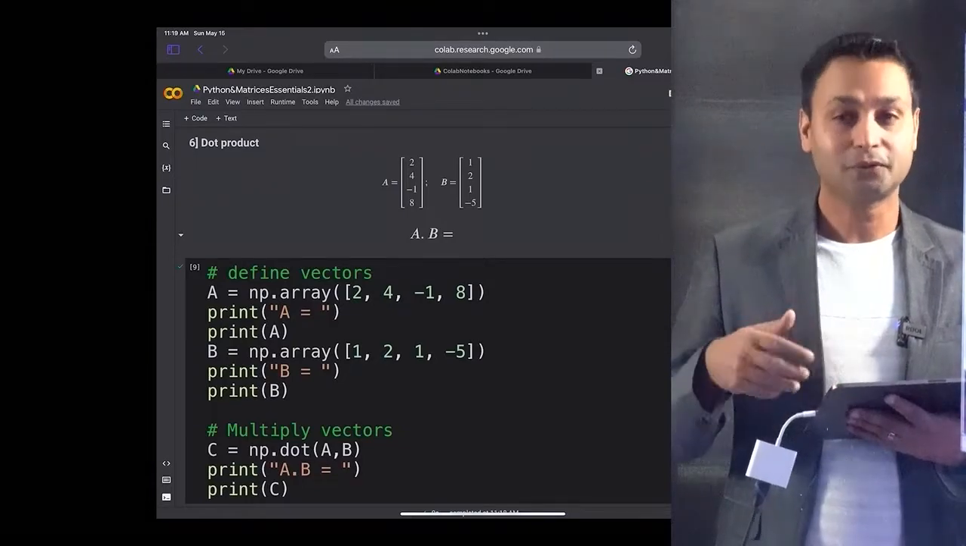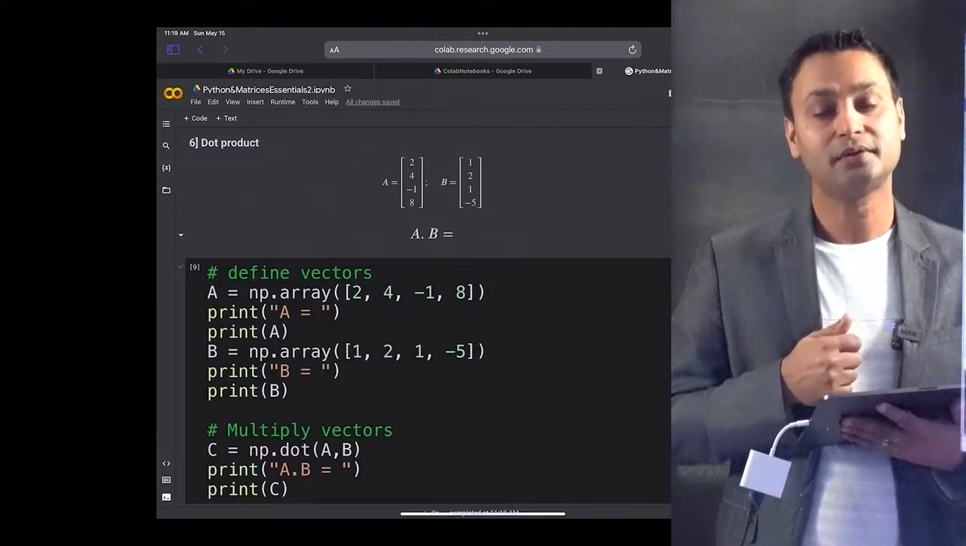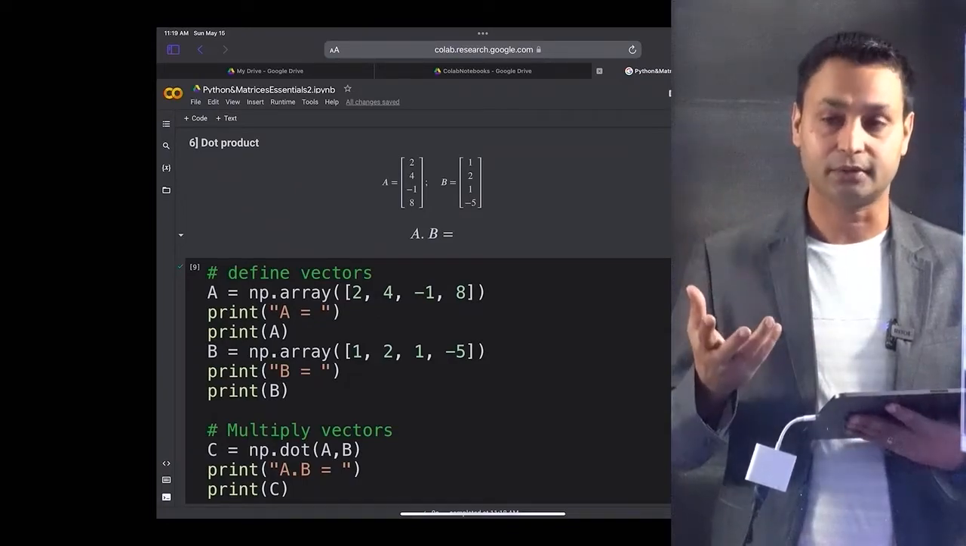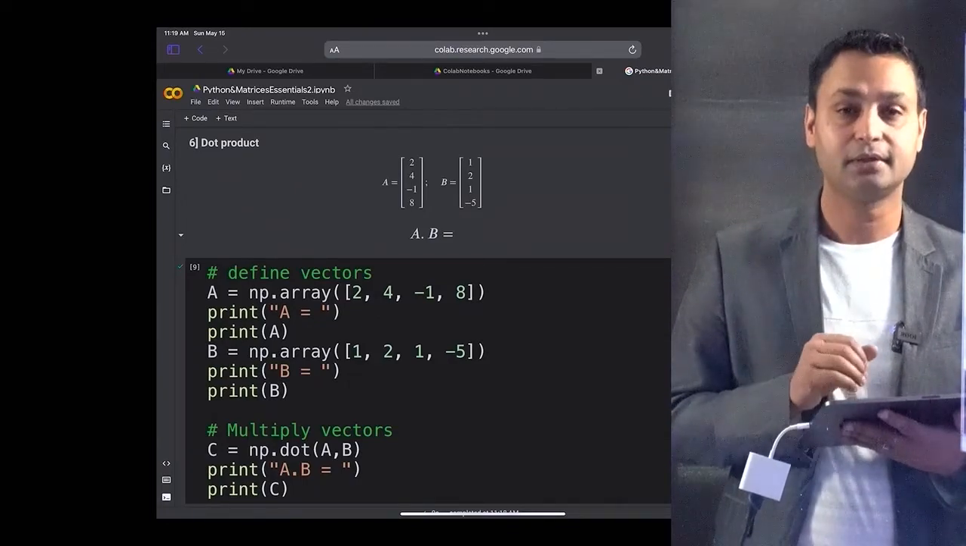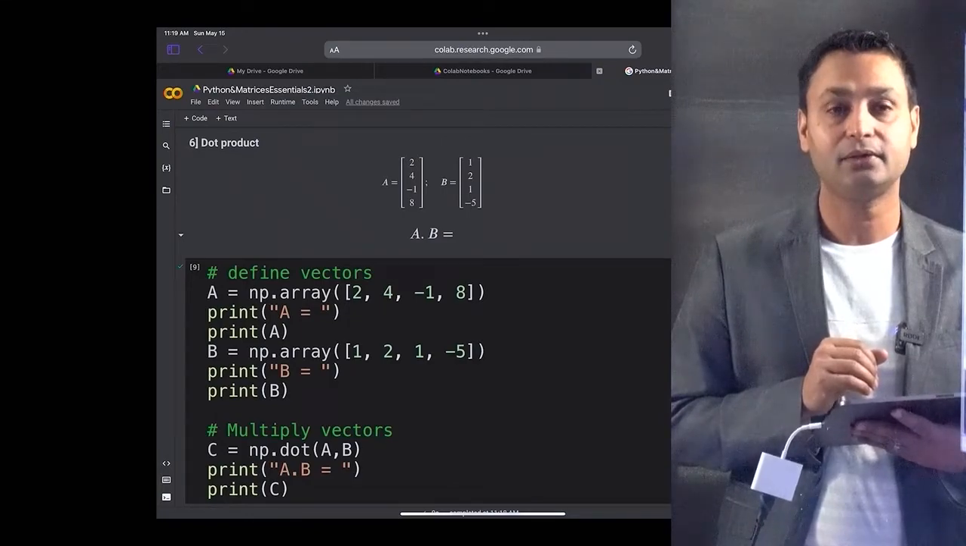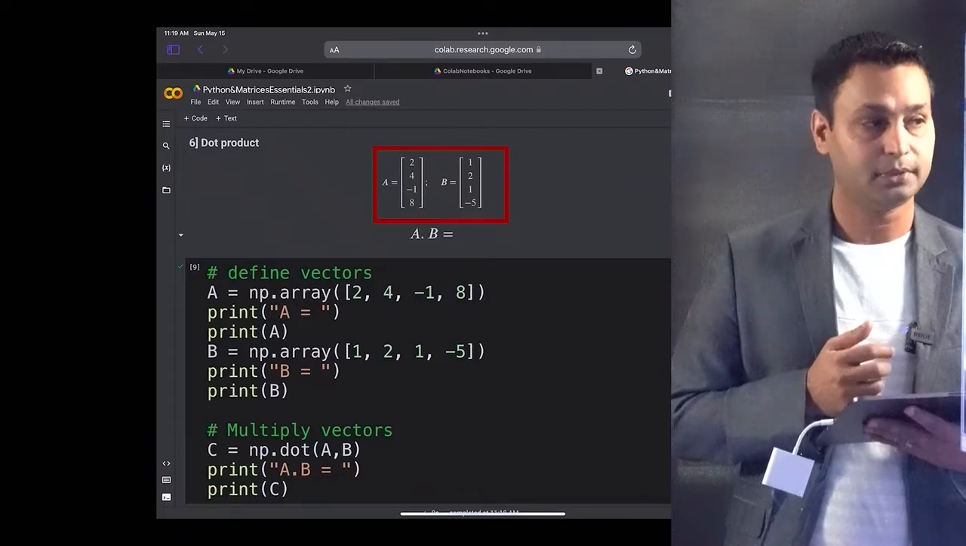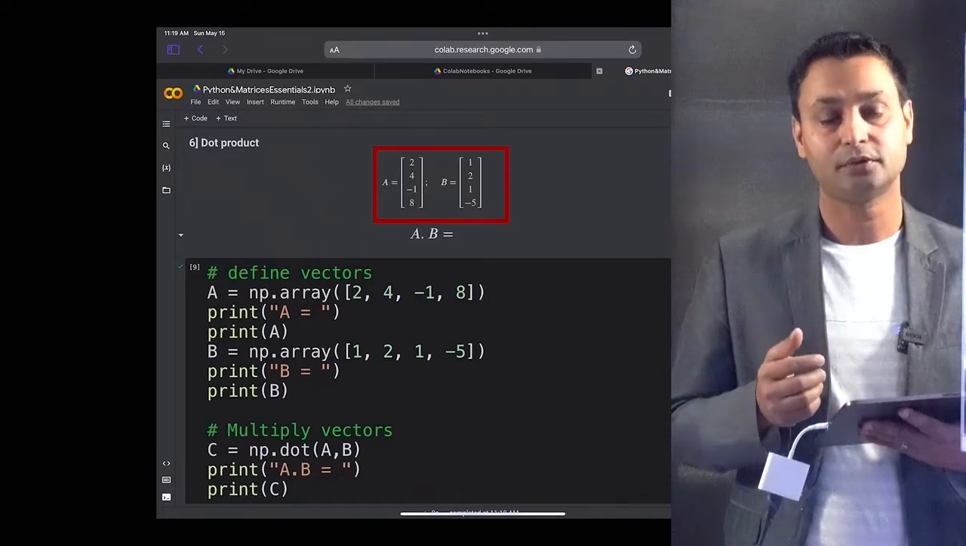Let's move on to another operation, and now let's discuss how to carry out the dot product of two different vectors. As you can see here, we have defined two different vectors, a and b. Each of these vectors has four elements, right? And we want to do a dot product of these vectors.